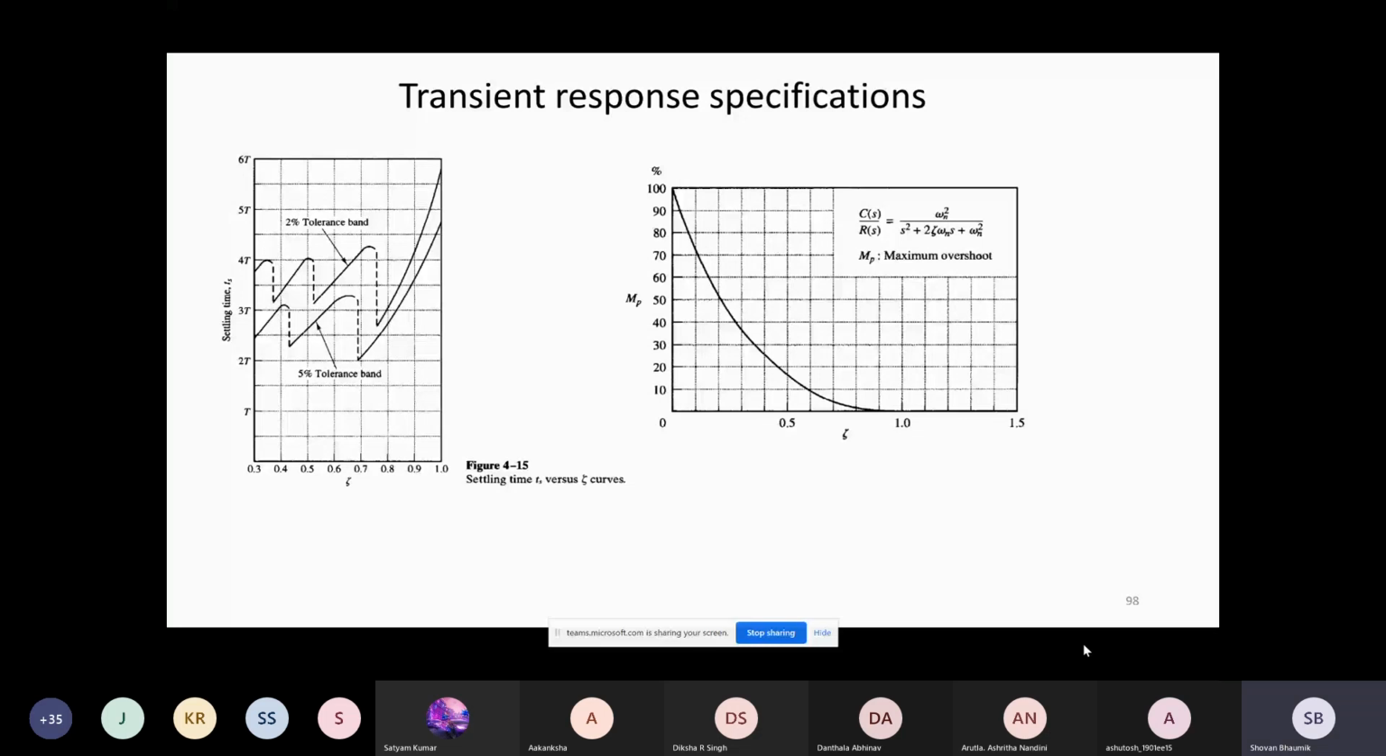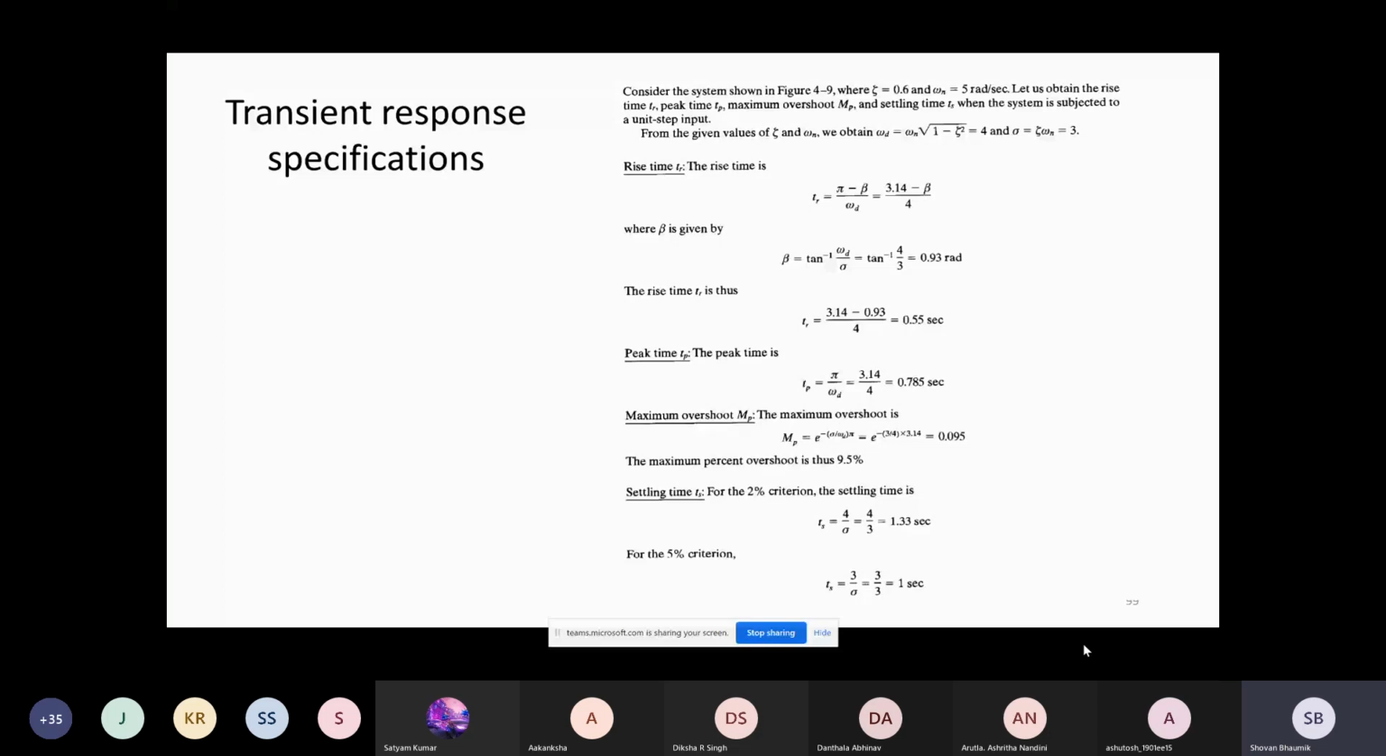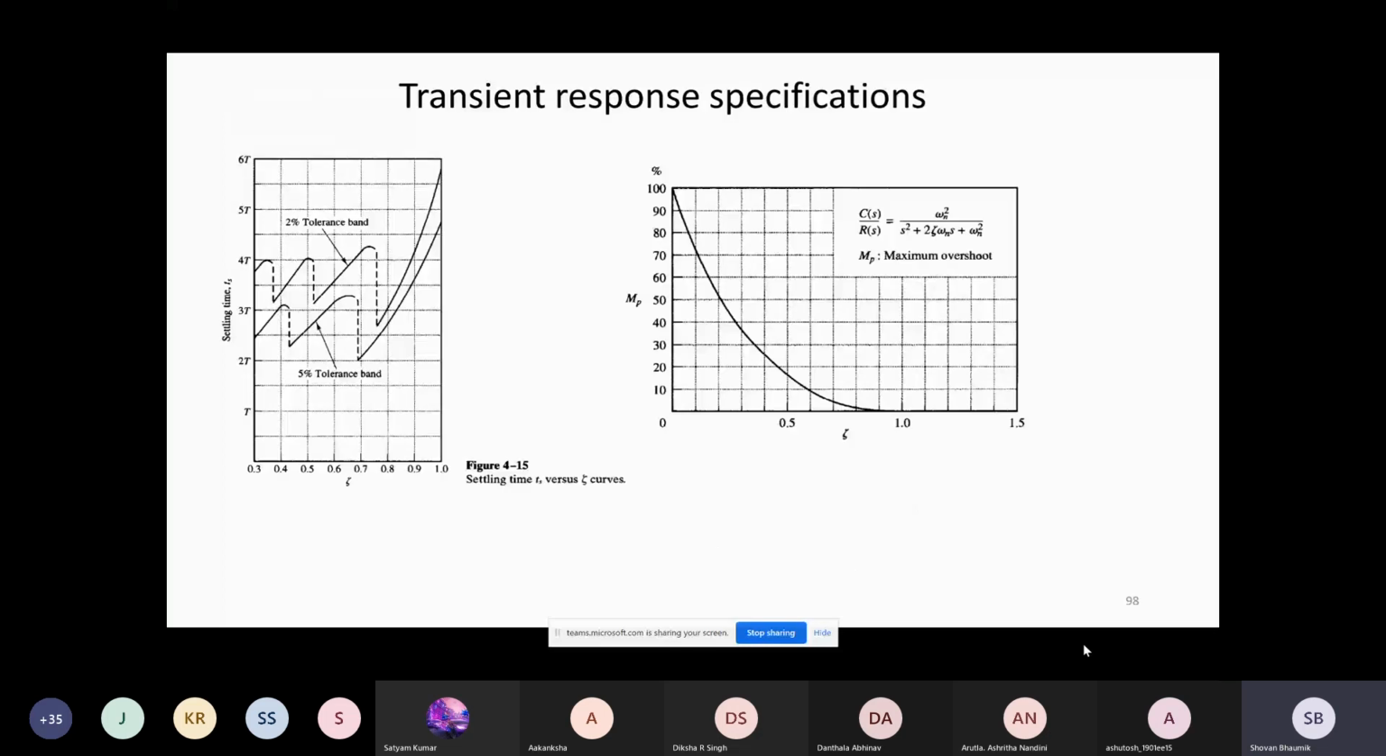Now we'll come to a numerical example. Before that, this is all about the step response of a second order system and the different parameters. Many times you will face such examples because you have a second order instrument, and you suddenly change the measurement value from 0 to some value, and whatever output you get, that you need to analyze.